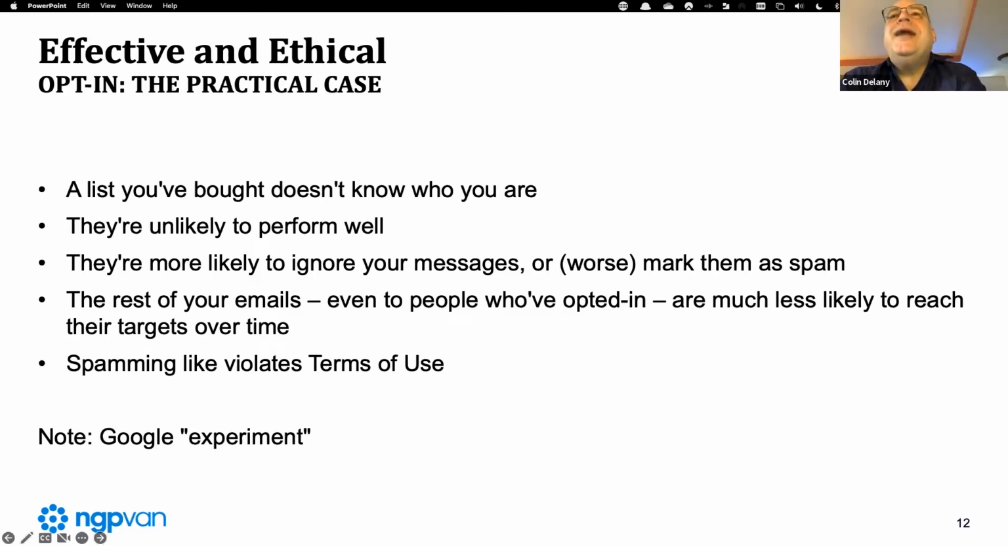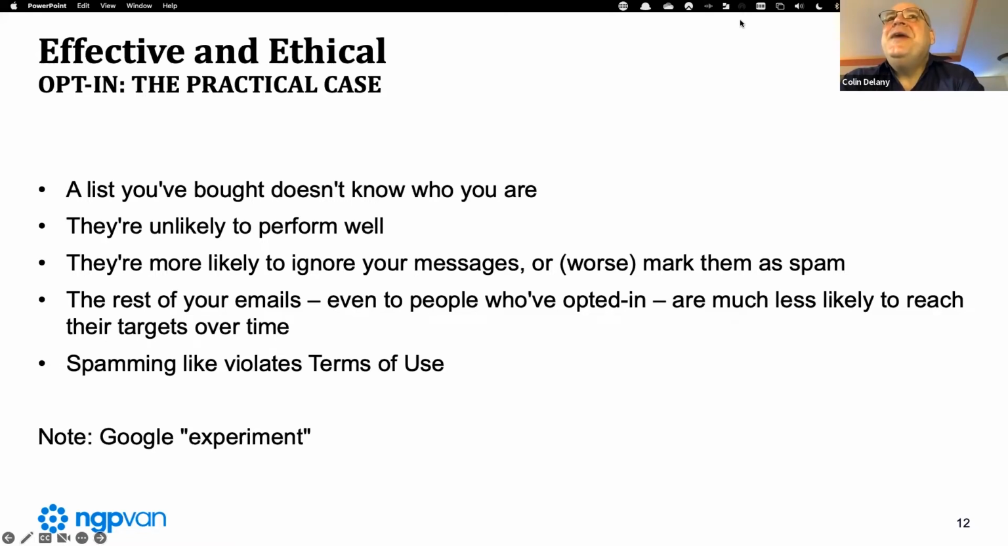A list you bought doesn't know who you, your campaign, or your issue is. If they haven't expressly made a decision to join your list, you're emailing them out of the blue. They're not likely to perform very well. They're likely to ignore your messages, and they're more likely than somebody who opted in to mark them as spam. And what this affects over time is your deliverability, right? The rest of your messages, even to people who have decided on their own to join your list, are much less likely to reach their targets over time.